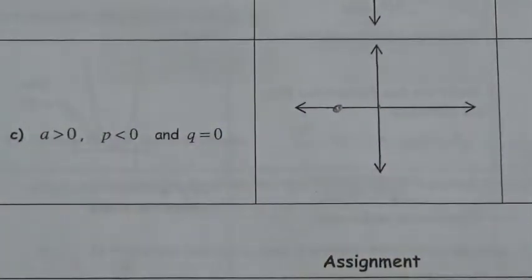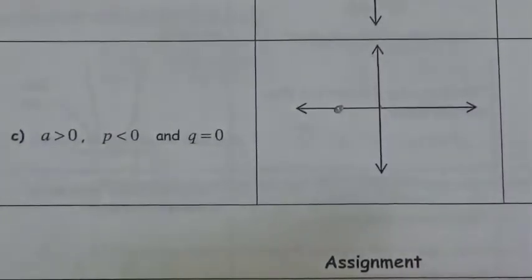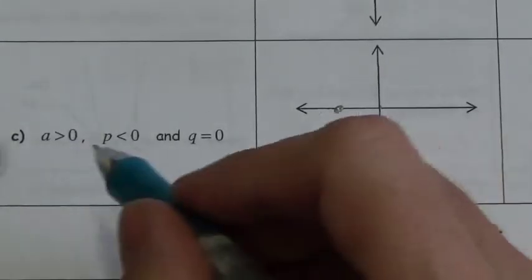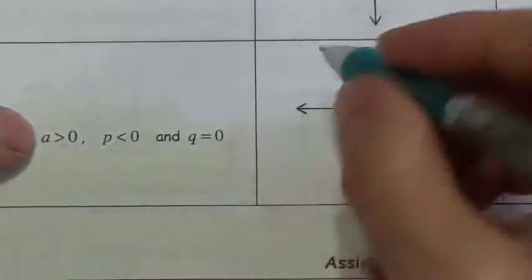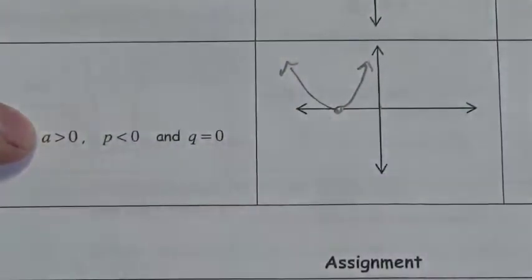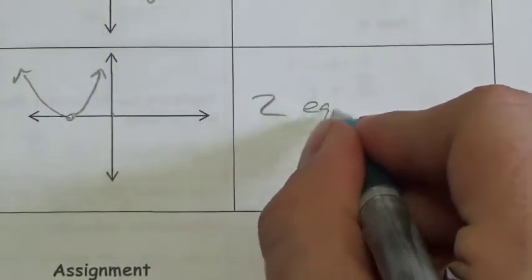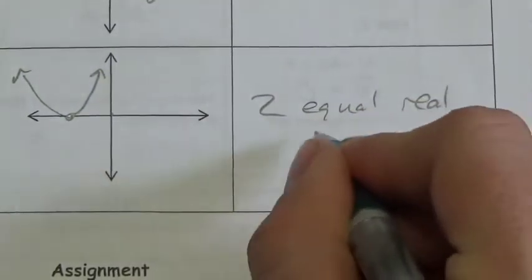Now that's significant. That means that the vertex is right there on the x-axis. So I know right now, regardless of which direction it opens, it's only going to hit the x-axis once. In this case, because a is positive, it does open up, but I can see that it's only going to hit the x-axis once. So in terms of the nature of the roots, I've got 2. Remember, it's always 2. With a quadratic, we're always going to get 2 roots, but these are going to be 2 equal real roots.